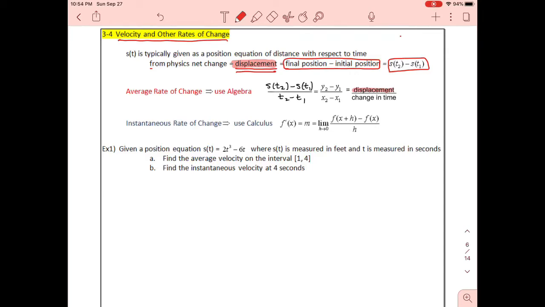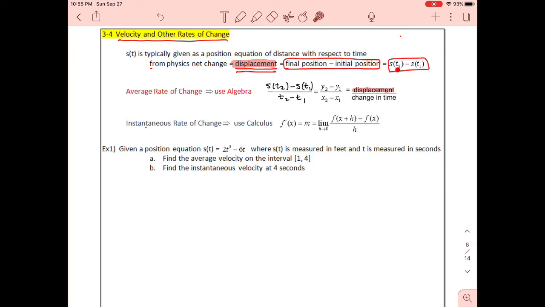Section 3.4, the title is Velocity and Other Rates of Change. We've talked quite a bit about this already, and we're going to take it a little deeper. We'll start off with s of t, reminding you that that is typically given as a position equation with distance with respect to time. From physics, you might already have heard this term, displacement. It's a net change, and that is final position minus initial position gives you your displacement.